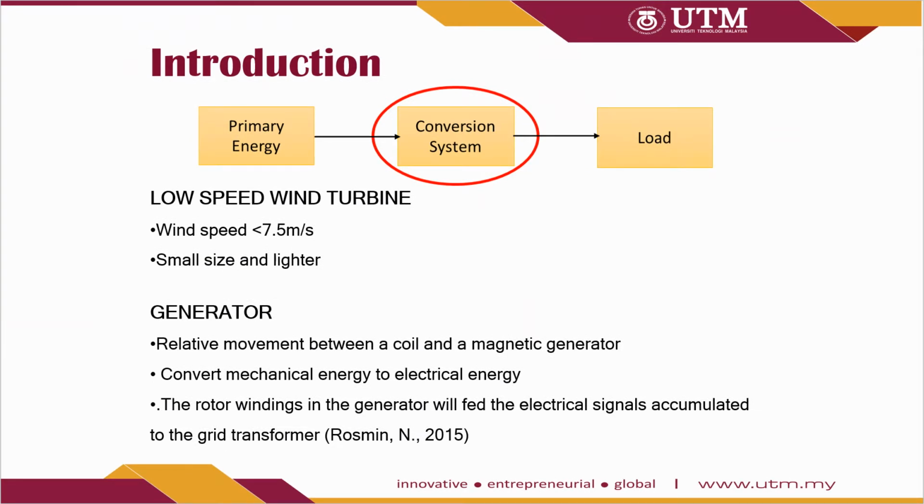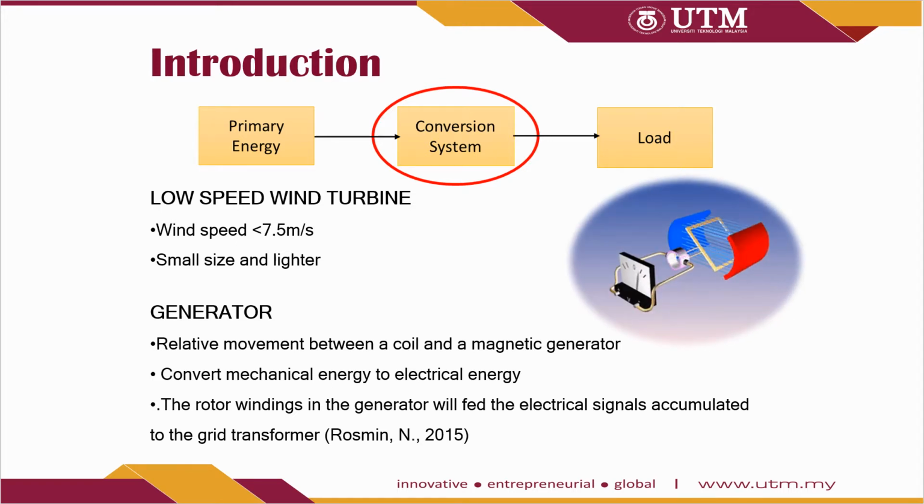In a wind turbine, we could divide it into 3 systems. Firstly, the primary energy which captures wind from the surrounding. When it comes to the low-speed wind turbine, the wind speed is lower than 7.5 meters per second, and it usually comes in small size and lighter.